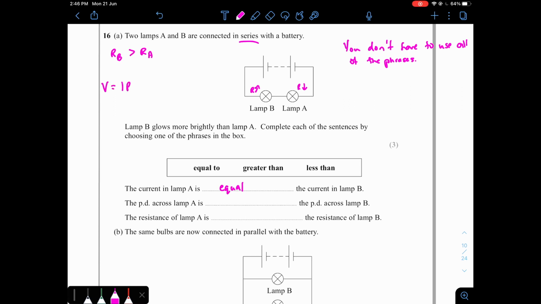Now if I remember, V equals IR, right? So V of B, because I is constant, is I times RB, and V of A is I times RA. So that means because the resistance of lamp B is greater than the resistance of lamp A, we can conclude that the voltage of B, or the PD across B, is greater than the PD, or the potential difference, across lamp A. So that means it's greater than. So the answer here is lamp A is less than.